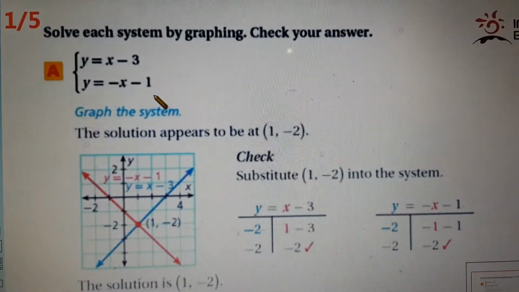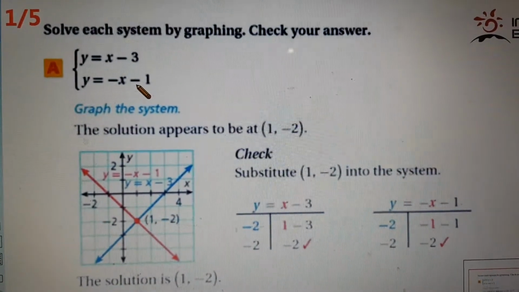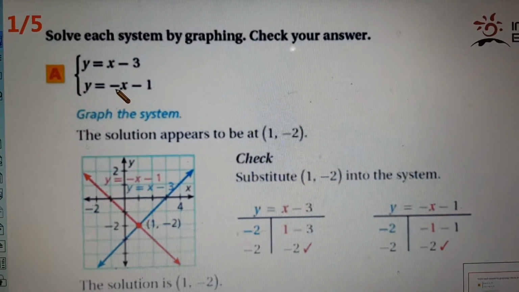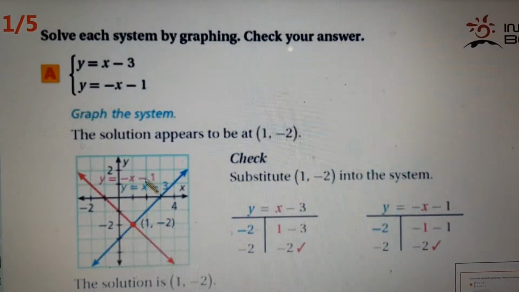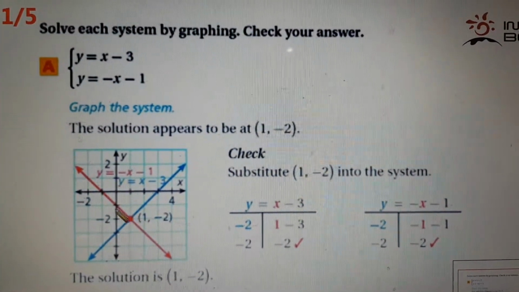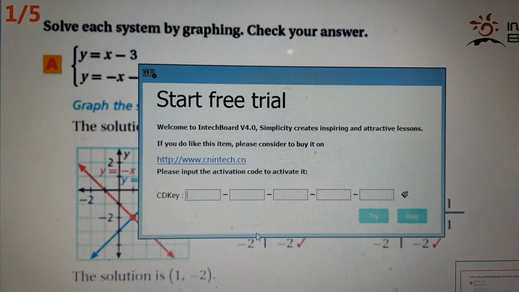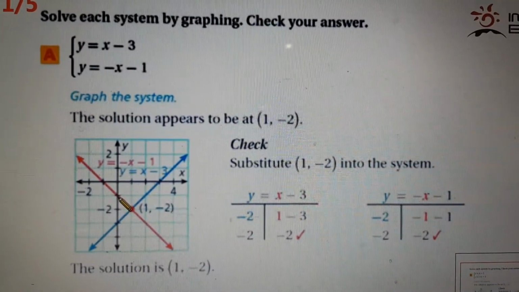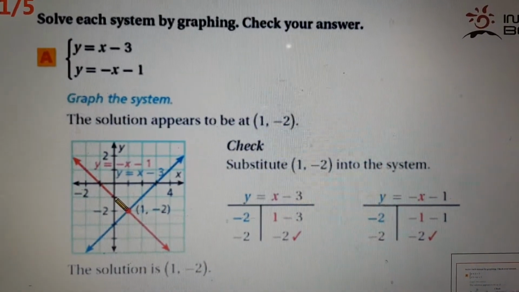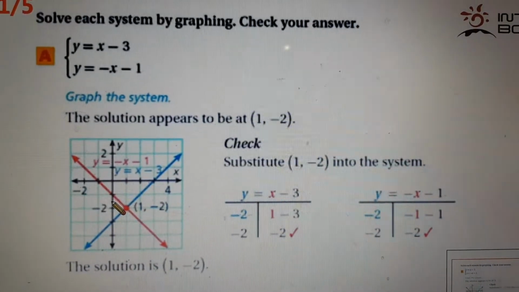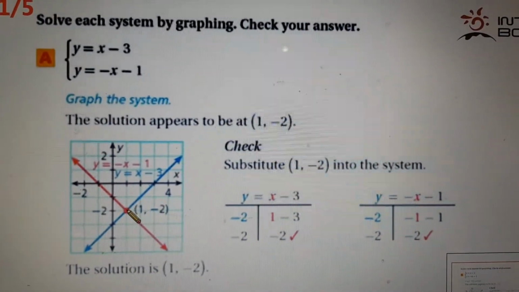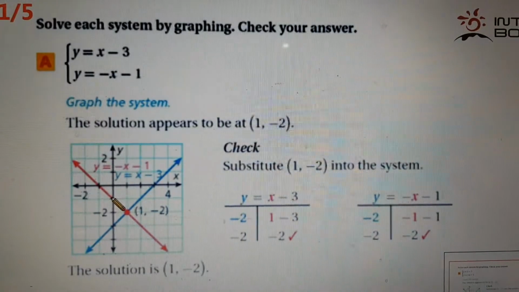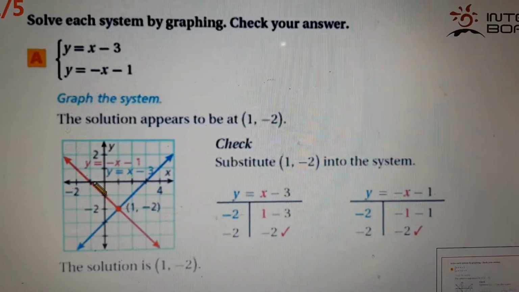The second one, start with the y-intercept, which is negative 1. The slope here is negative. It means we will move left or we will move down. Here negative 1 on y, where is negative 1? Here. Then you can move down and to the right, one step down and one step to the right, like that. Or you can move up and to the left, one step up and one to the left.